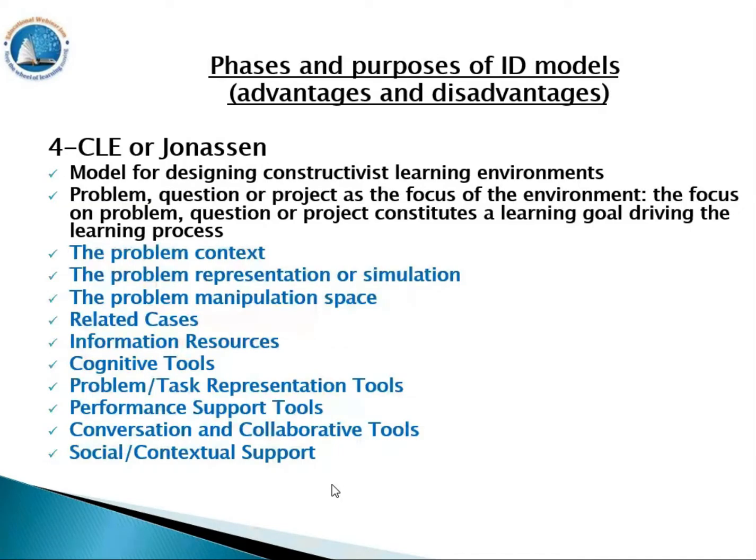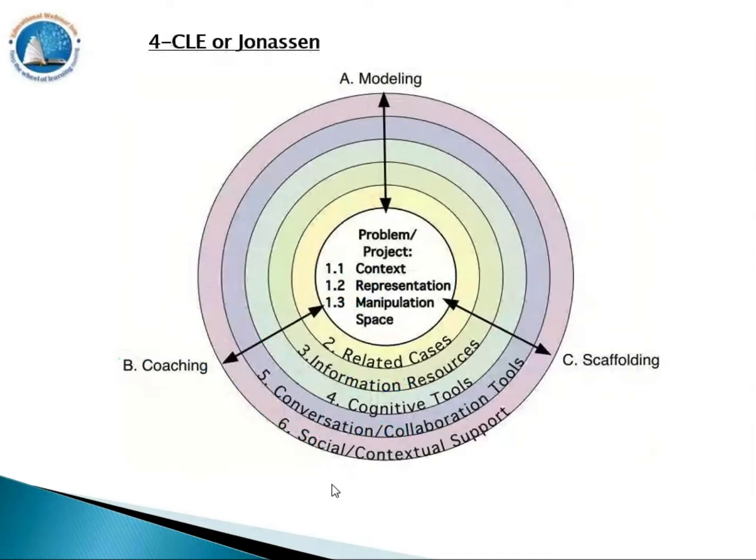The next model is the Kemp design model, which consists of 9 steps. The Kemp model, sometimes referred to as the Morrison, Ross, and Kemp model, has 4 elements of design that are an integral part of course development: student, objectives, method, and evaluation.